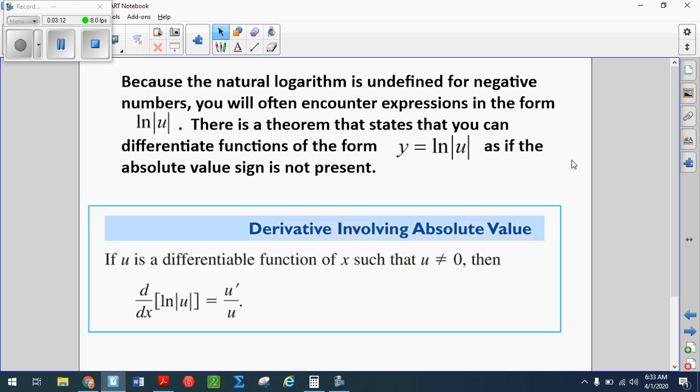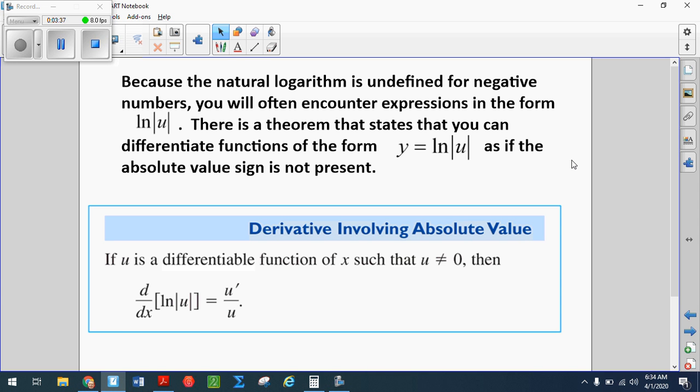So a lot of times you'll see absolute value bars after the natural log because you can only take the natural log of positive numbers. Right? If you look at y equals natural log x, it has a vertical asymptote at x equals 0. And so the domain of that function is all positive values of x, so not 0, because 0 is not positive or negative.